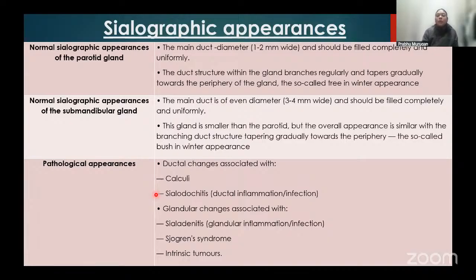So based on the different sialographic appearance, I think these were asked in MCQ for you. Okay, they might ask you. So in the first table, I have listed out the normal sialographic appearance of the parotid and the submandibular. I want you to remember certain key terms alone.